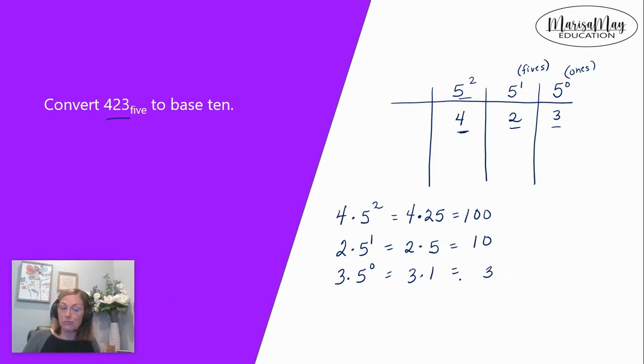And then once you've multiplied the digits by their place value, you're going to add them together. 113 base 10 is the same thing as 423 base 5.